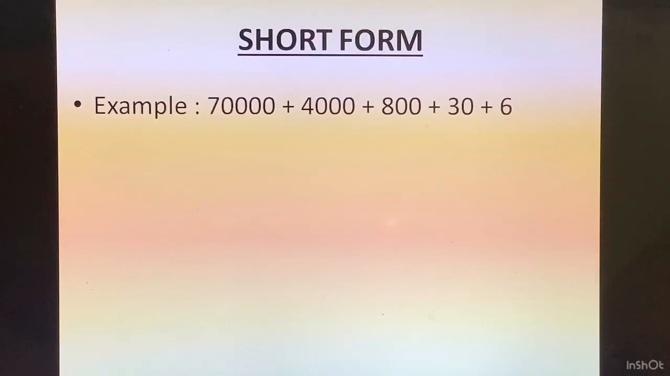Okay, short form. Short form is just the reverse of the expanded form. Here the expanded form is given to us. We have to convert it back to a number. Now this is what? 70,000 plus 4,000 plus 800 plus 30 plus 6. In words we can write it like this. 7 10,000s, 4 thousands, 8 hundreds, 3 tens, 6 ones.